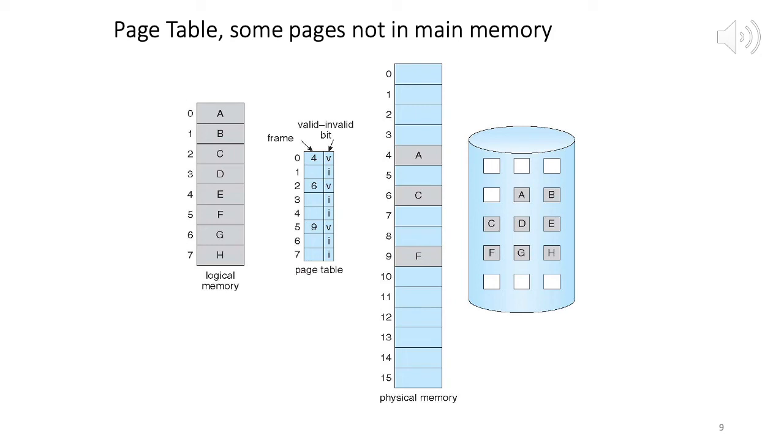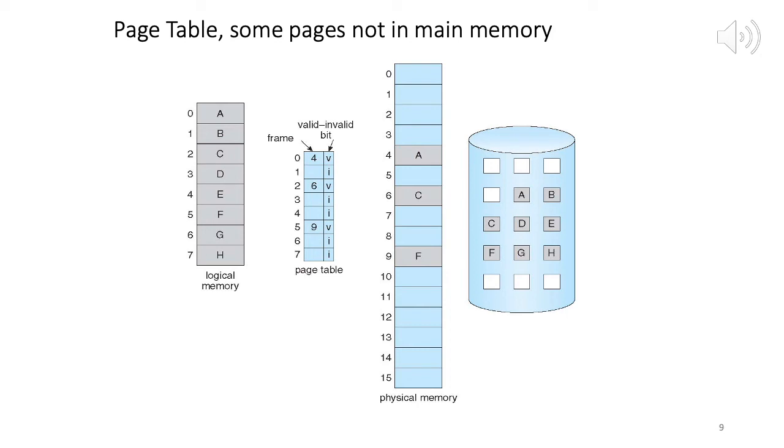Okay, now I am on slide number 9, and what do we see here? So here we see, for a particular process, some of the pages are in main memory and some are not. The pages of a process which are in main memory will have an entry in the page table. The ones which are not in memory will not have an entry in the page table.